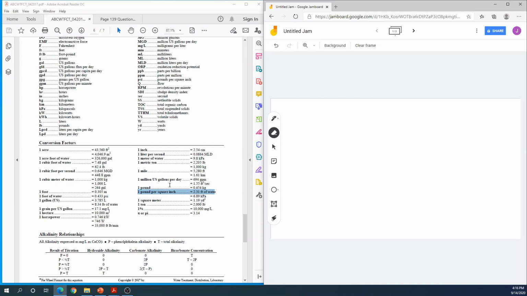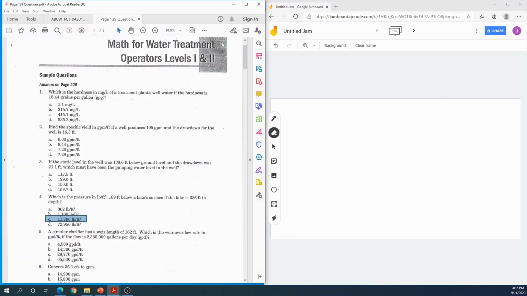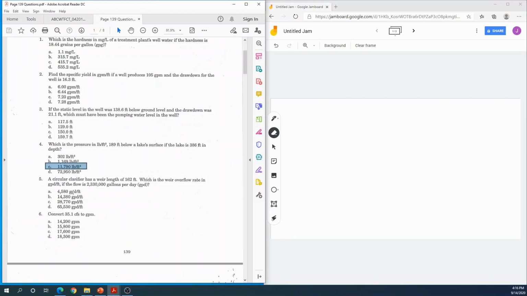So let's jump on down to problem number 5. A circular clarifier has a weir length of 162 feet. Which is the weir overflow rate in gallons per day per foot if the flow is 2,330,000 gallons per day? Okay, so there's two ways we can do this. One way would be just to straight through track units.